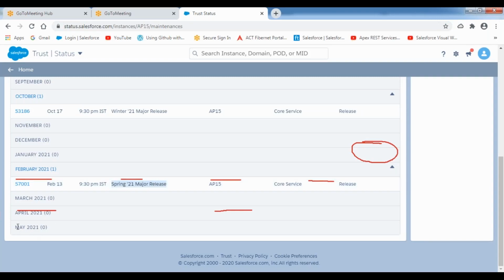Like that, till May. That means from June 2020 till May 2021, that is the maintenance calendar for the next 1 year. Whatever various maintenances have been planned by Salesforce, that maintenance information we can verify inside this.